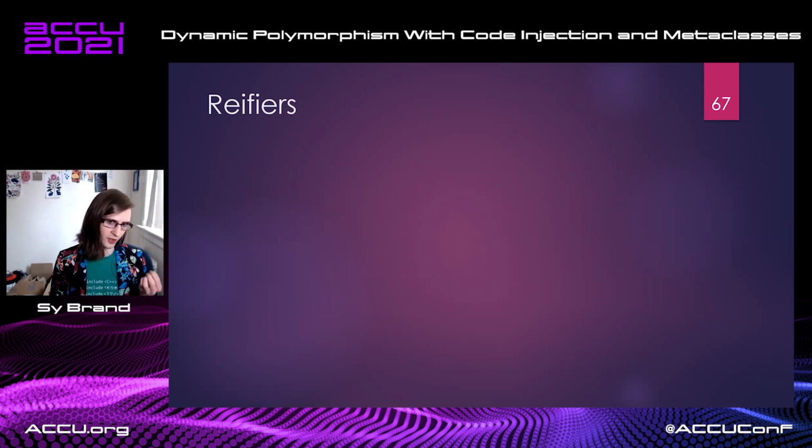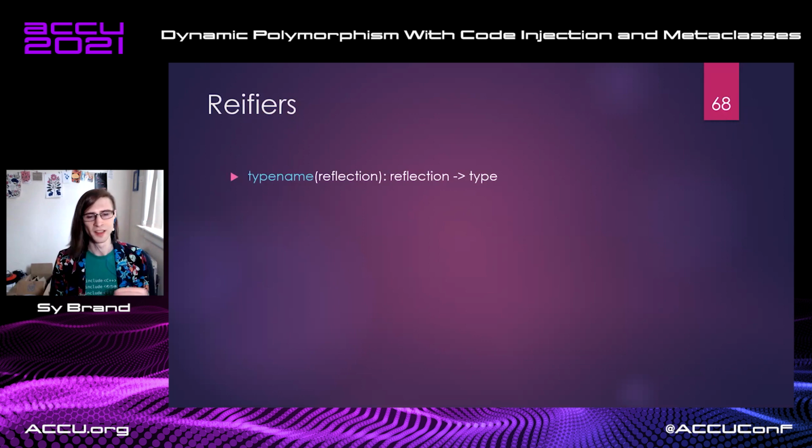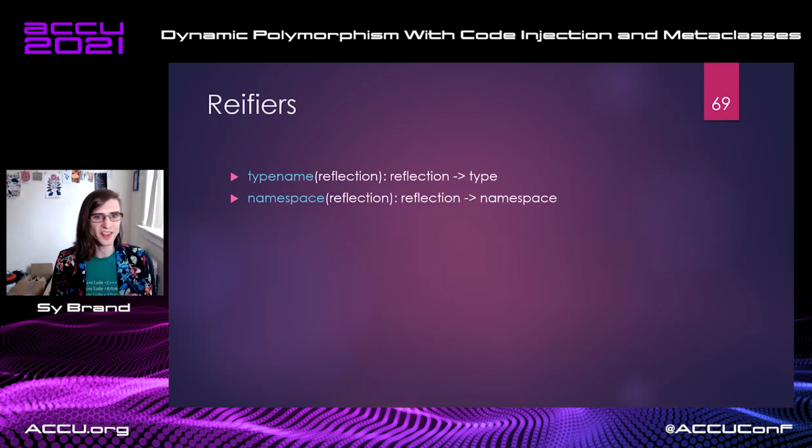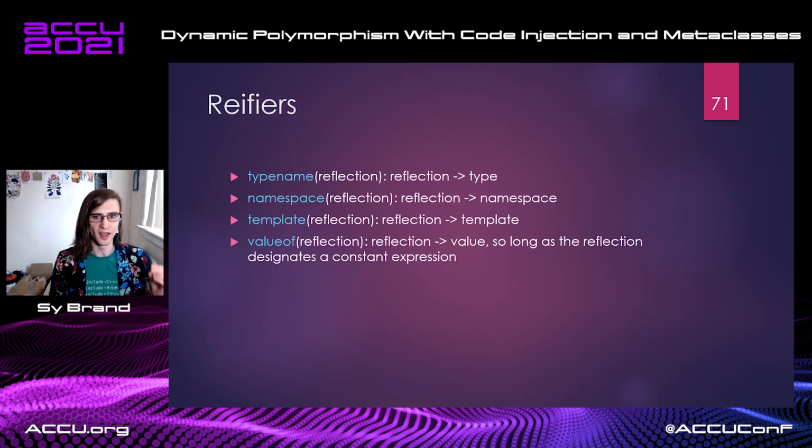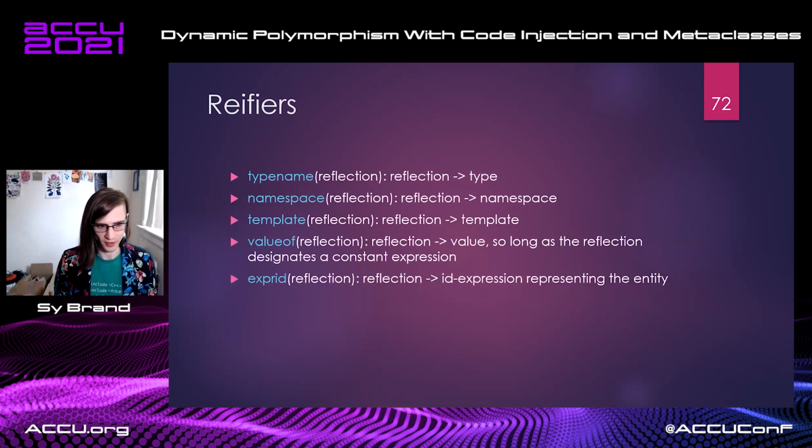But the reifiers which the paper gives us is you can turn a reflection into a type, you can turn a reflection into a namespace, into a template. And if a reflection represents a value, like if you take a reflection of the integer literal 5, then you could get the value of it back in the C++ world. expr ID is the one we just saw.